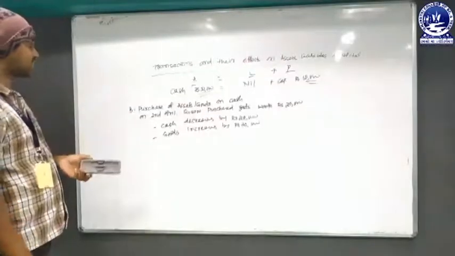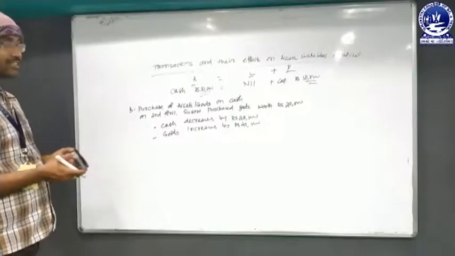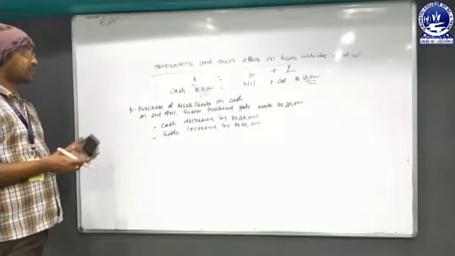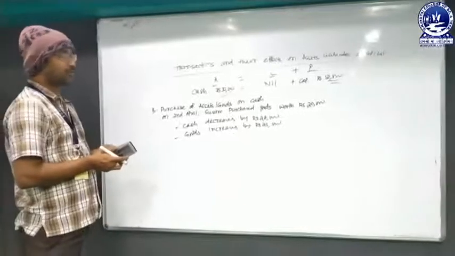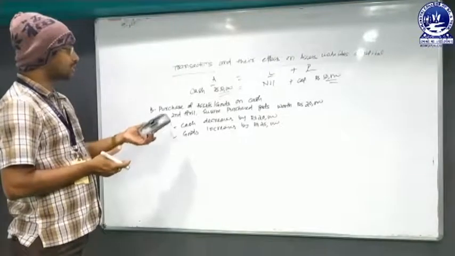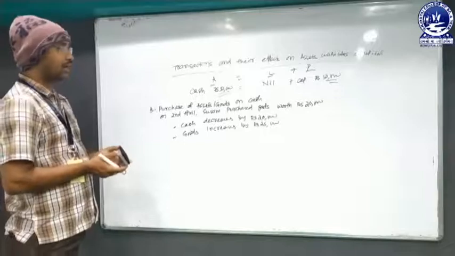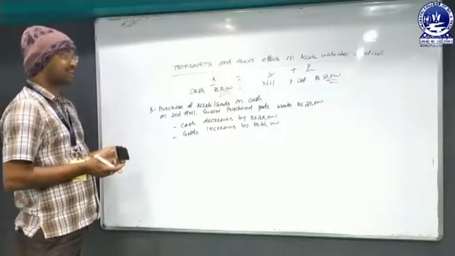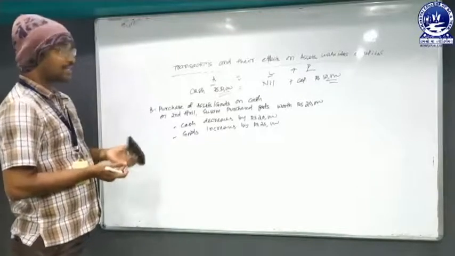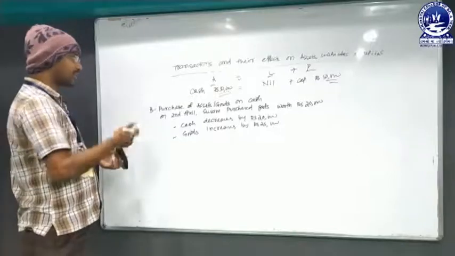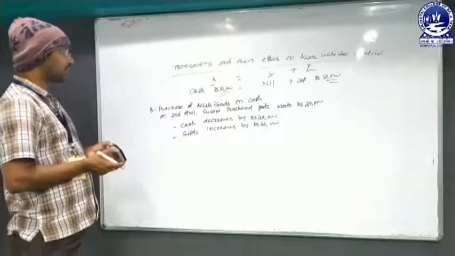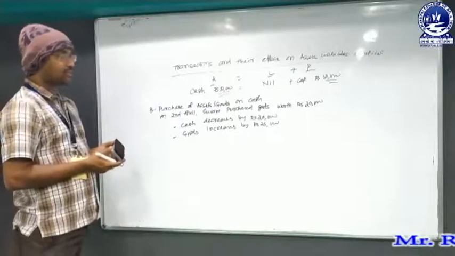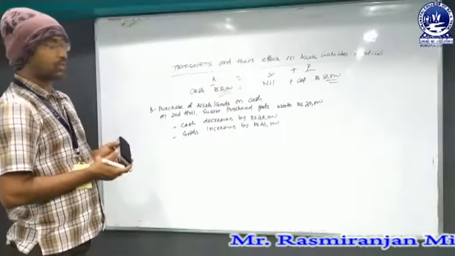So the next transaction, that is purchase of assets or goods on cash. When this type of transaction is made, that means there is a case of a purchase, either assets or goods purchased, and that is made on cash. This is a cash transaction. So how is that cash transaction recorded in the form of an accounting equation? There is one transaction that is made on 2nd April. Shubham purchased goods worth rupees 20,000.